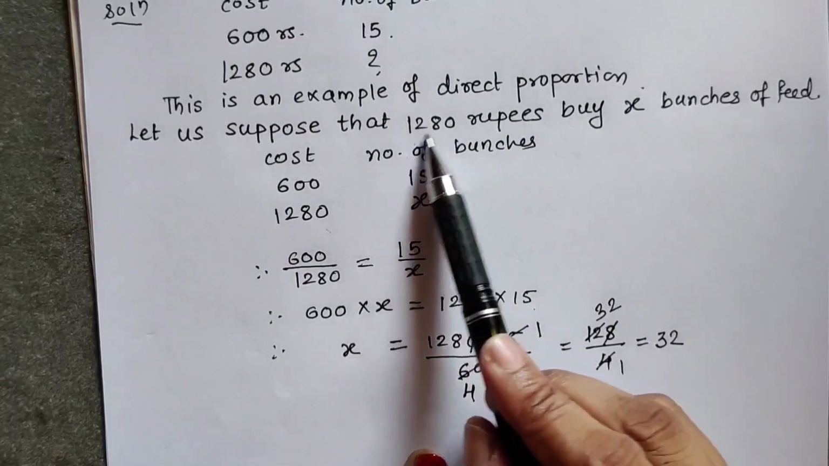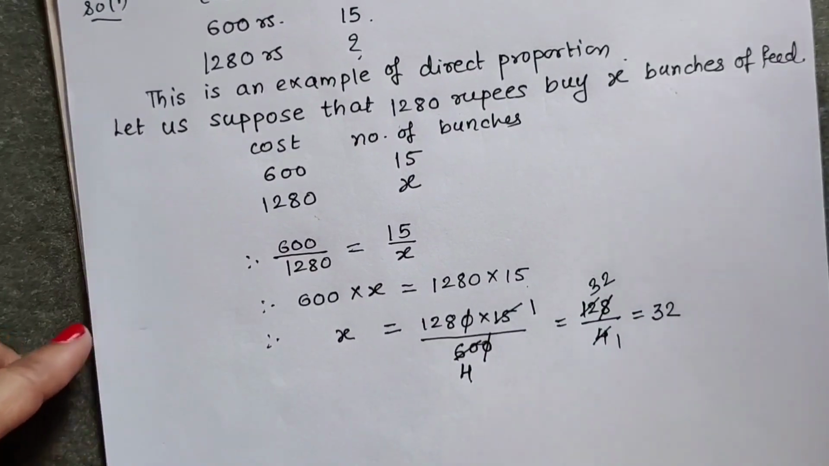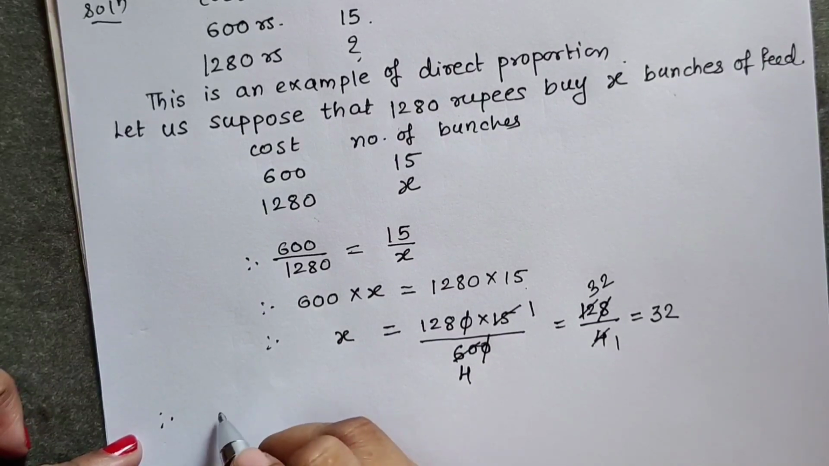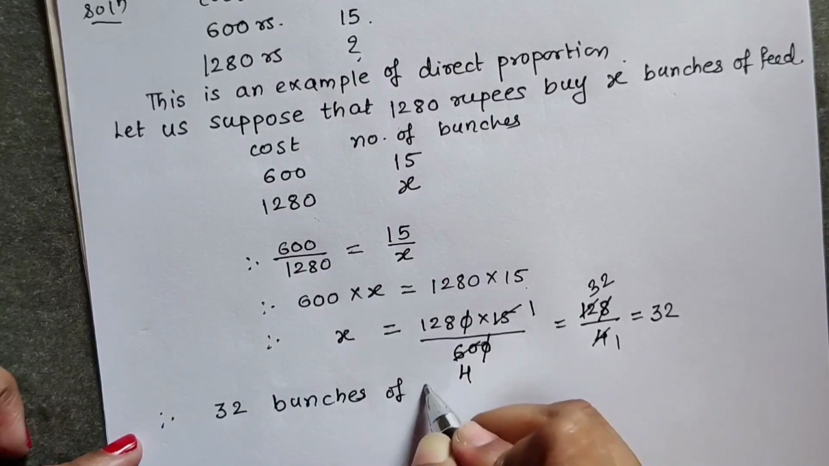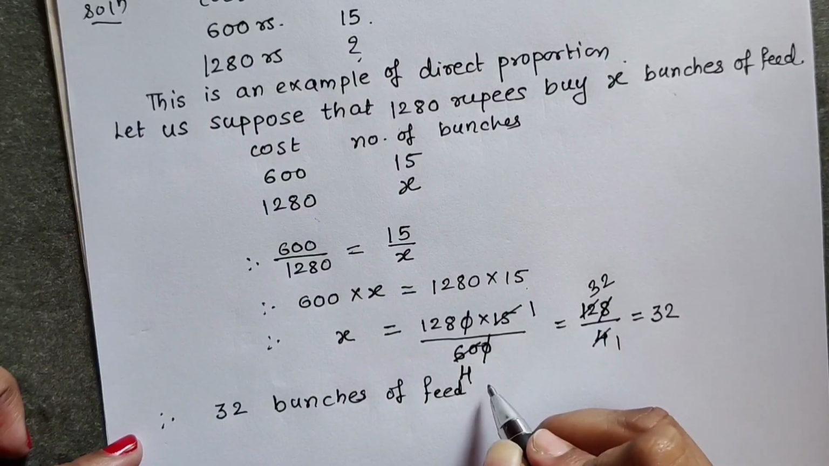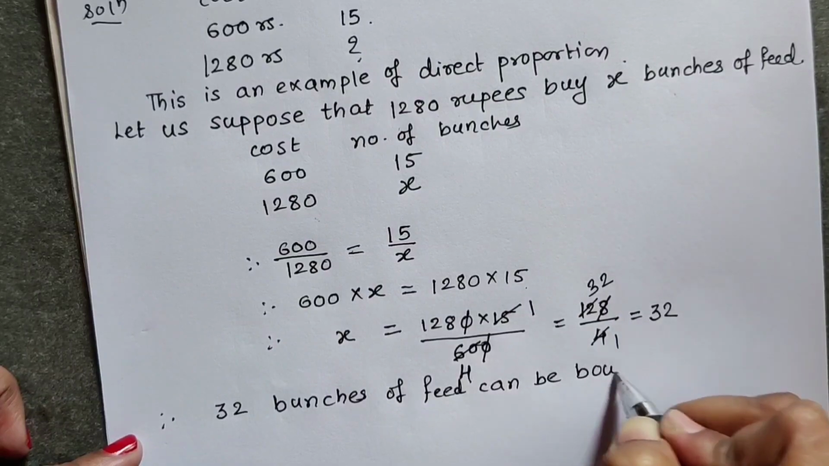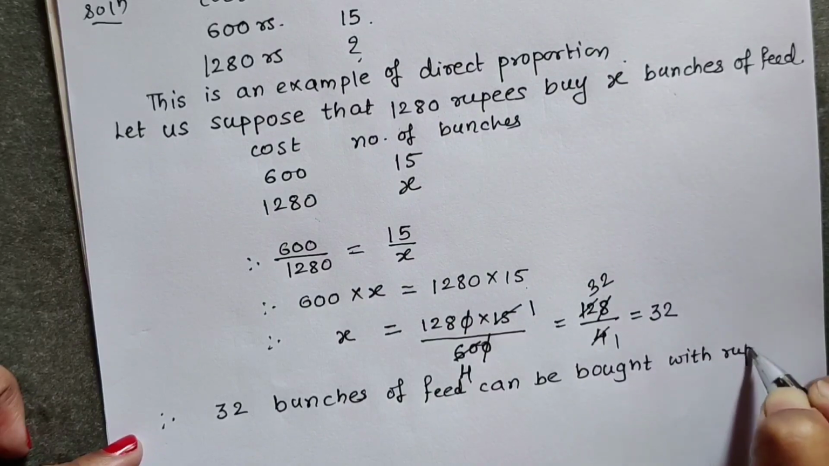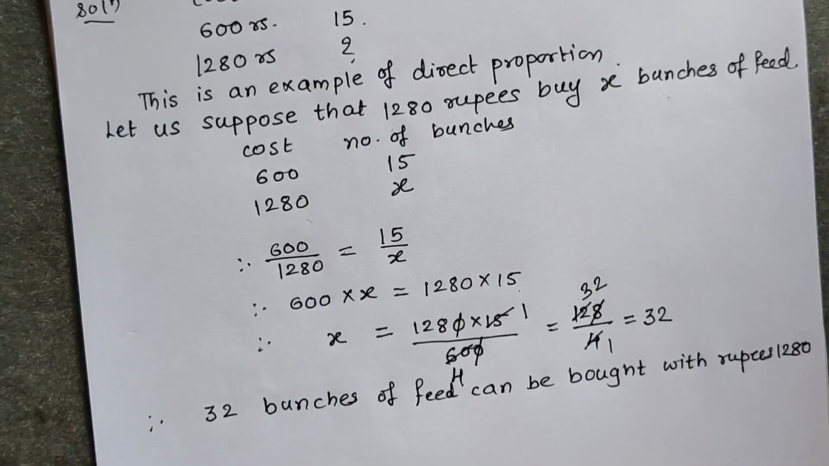That means for 1280 rupees we can buy 32 bunches of feed. So write the answer. Therefore, 32 bunches of feed can be bought with rupees 1280, or 1280 rupees can buy 32 bunches.